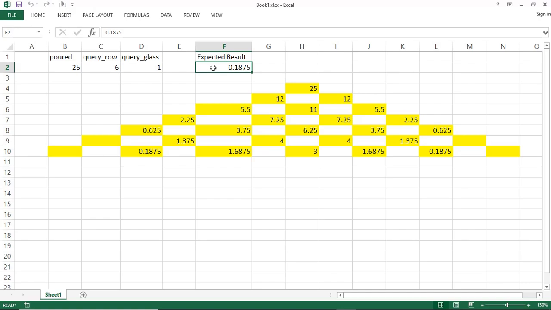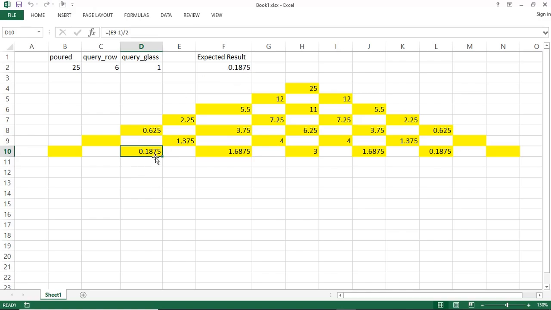So let's see how we get 0.1875. Query row is 6. So this is the 0th row and 0th column index. When it says query row 6, that means as per our starting index it will be the 7th row. So here it will be 0, 1, 2, 3, 4, 5, 6. So this is the 6th row, the last row. And query glass is 1. So this is 0 and this is 1. So this is the glass. The answer is 0.1875, which is the same as expected.